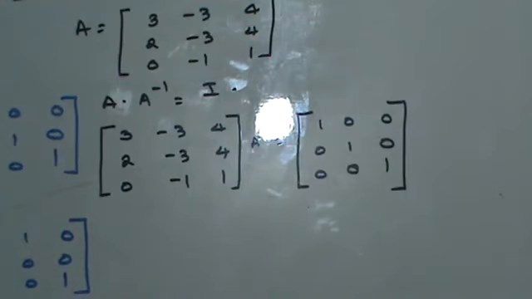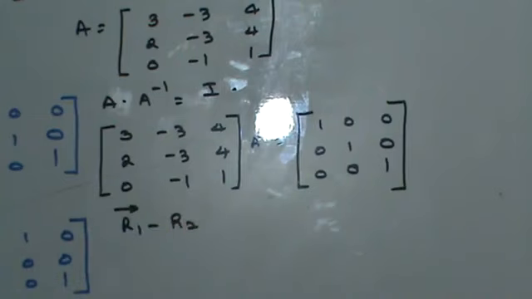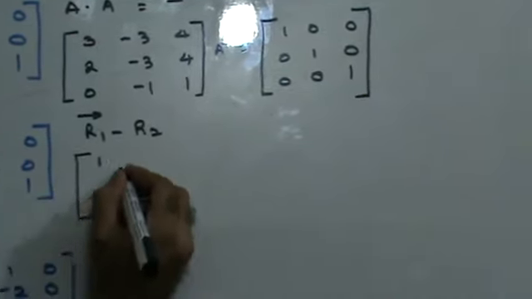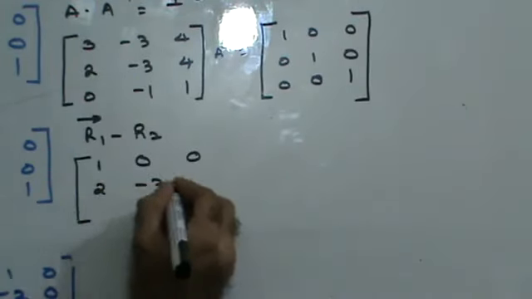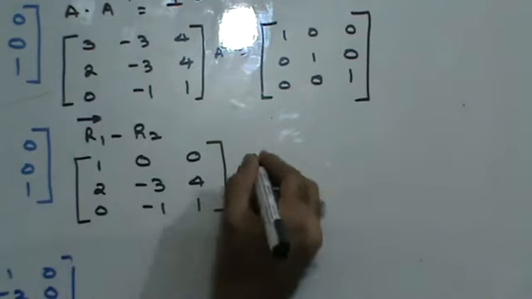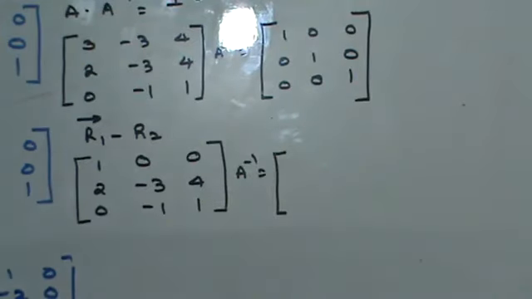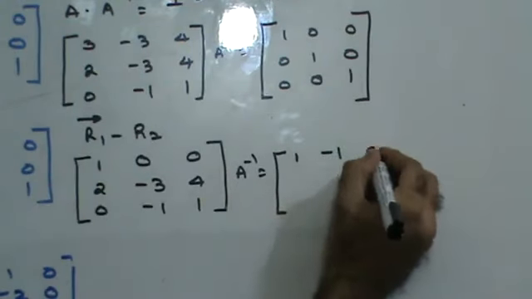I want to make the number in the first position as 1. Now unfortunately I can't even interchange here. So what I'm going to do, I will do R1 minus R2. If I do R1 minus R2, I will get 3 minus 2, 1, minus 3 plus 3, 0, 4 minus 4, 0. And 2 minus 3, 4, 0 minus 1, 1 into A inverse is R1 minus R2: 1 minus 0, 0 minus 1, 0 minus 0.